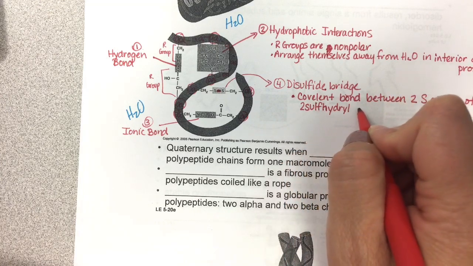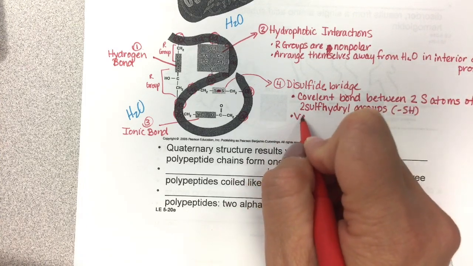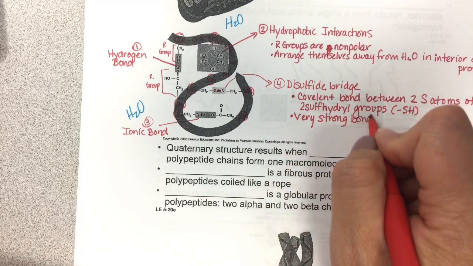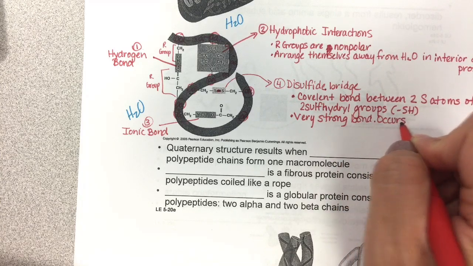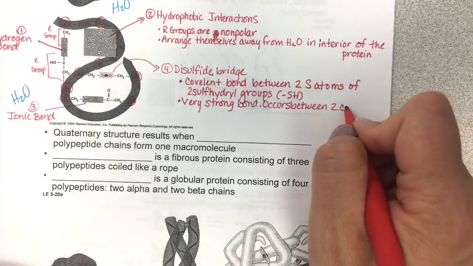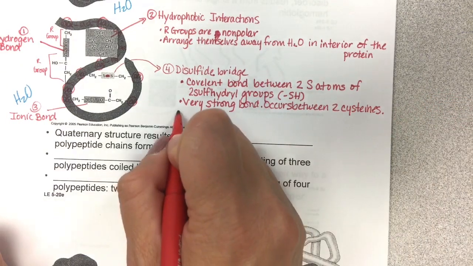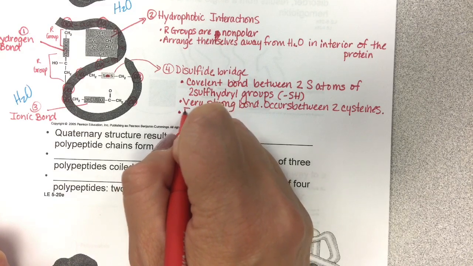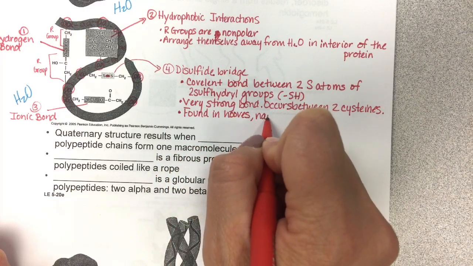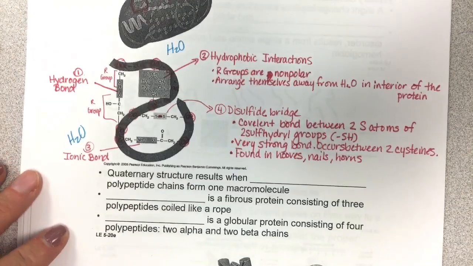Remember, that was SH. It's a very strong bond, a covalent bond between them. It occurs between two cysteines. Those are the amino acids. An example is that these are found in hooves of animals, nails, and horns. So you can see it's very, very strong. They have a lot of those, so it makes them a very, very tough protein.